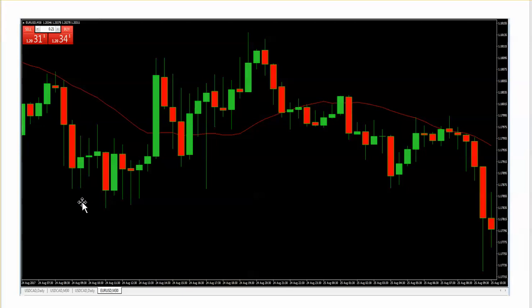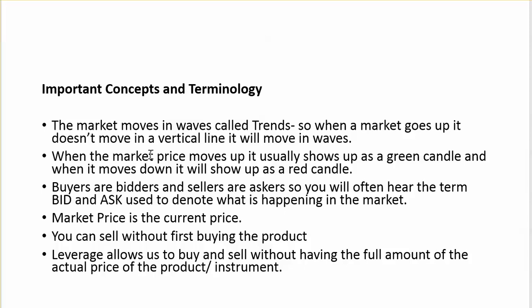So guys, this was just a quick kickstarter to get you guys who've never seen this stuff, never traded before, up to speed on how a market chart looks and what it does. Back to our concepts and our terminology.